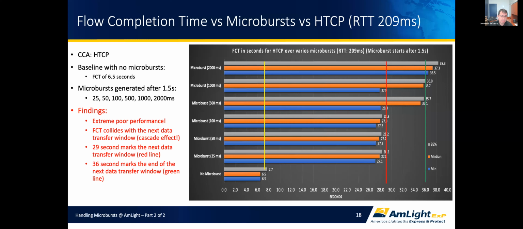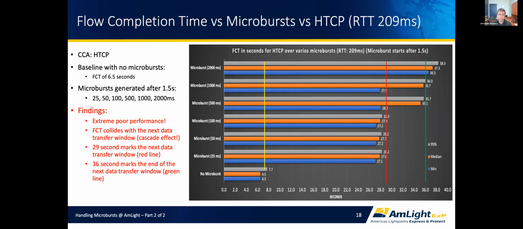But any of the microbursts that we tested, from 25 milliseconds to 2000 milliseconds, all of them threw everything out of the picture, right? And this became kind of a concern, to see that not even the simplest microburst was addressed by HTCP in time. And the part that got me concerned is that some of those flows are reaching the red line, which represents the next data transfer window, right?